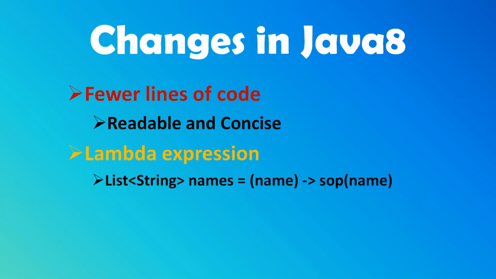And the lambda expressions. This is the syntax for a lambda expression. Here is a simple list of strings, names equals, within open and close brackets, a variable called name, then a hyphen and the greater than symbol, and SOP, which is System.out.println, and the name. I'll explain what a lambda expression is and why it looks different in the next slide. Another great addition, as we already discussed, is functional interfaces, because we have a lot of them. We are going to see each of them in upcoming videos.